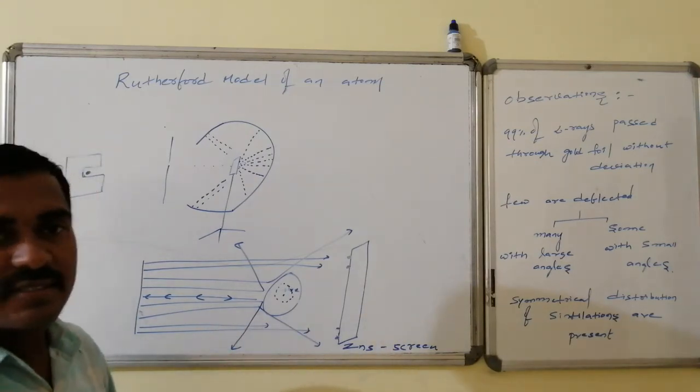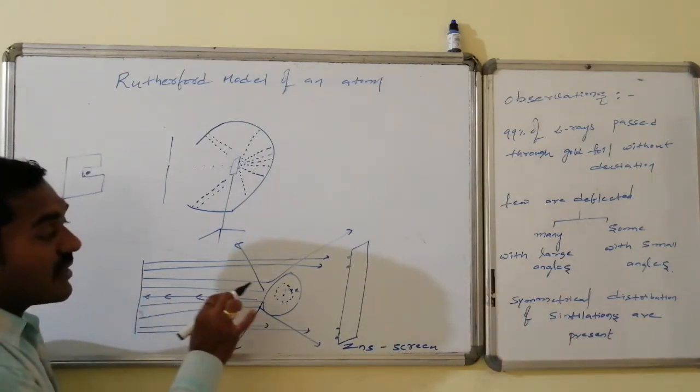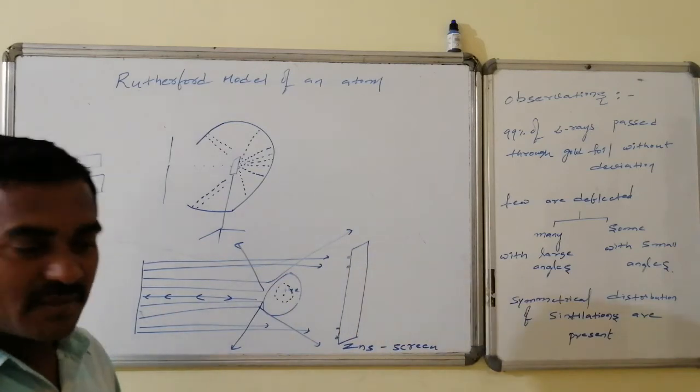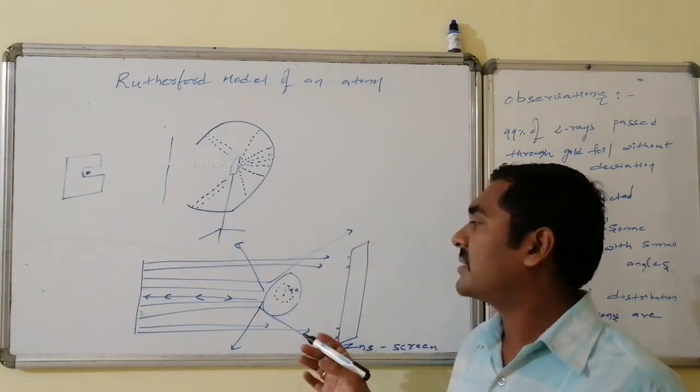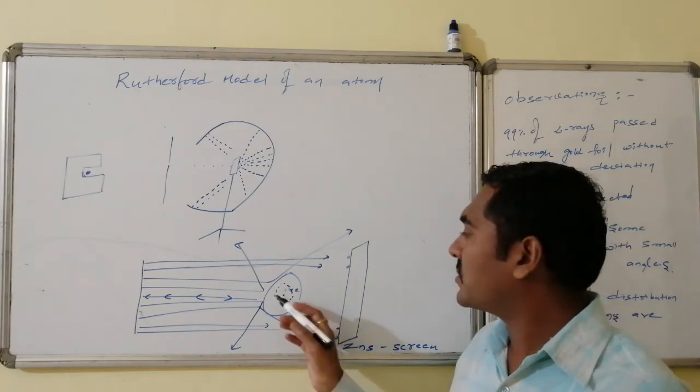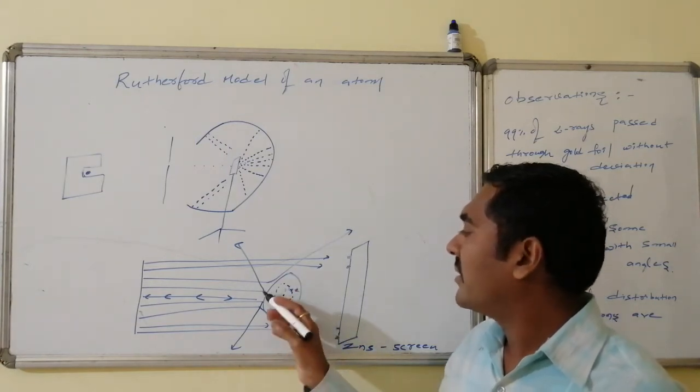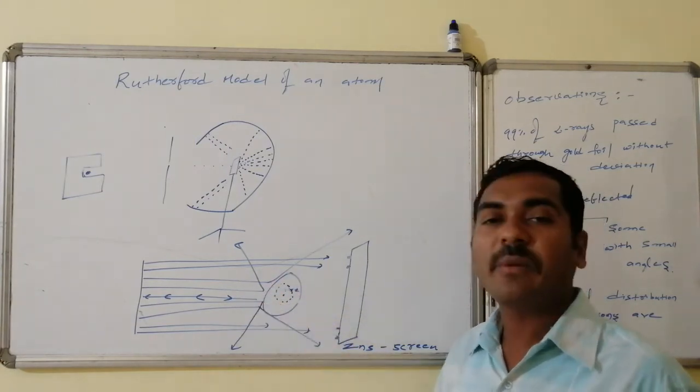Symmetrical distribution is there. Whichever alpha ray is closer to the nucleus, more towards the sphere of influence, with maximum deviation it is going to be deviated. Therefore this is minimum deviation, whereas these are occurring with the maximum deviations.